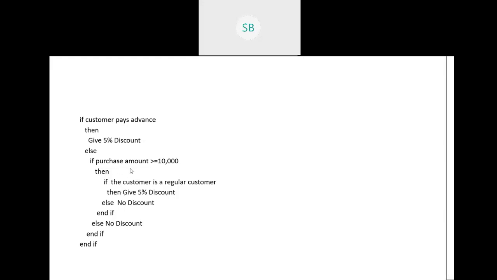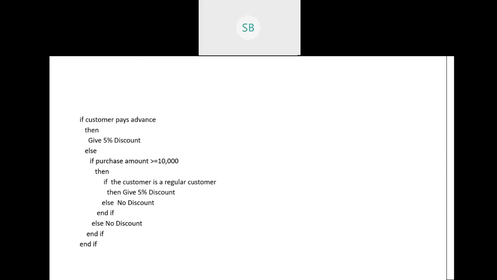then we need to check two things, right? If the customer is a regular customer, then give 5% discount, else no discount. Then you end this if. This is when the purchase amount is greater than 10,000. You are checking whether it's a regular customer or not. If he is a regular customer, you give them 5% discount, otherwise no discount. And later you close this if also, and the last one is this if. That's it. That is what structured English is.